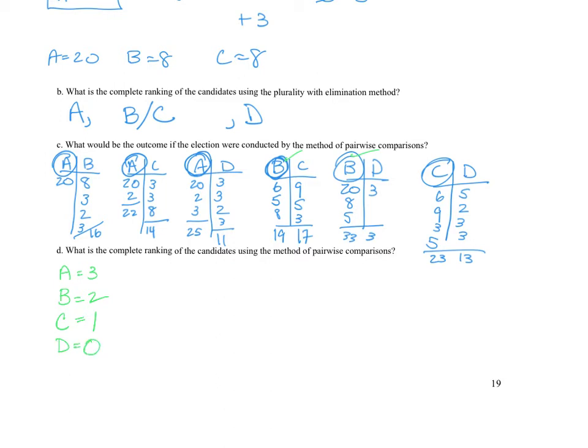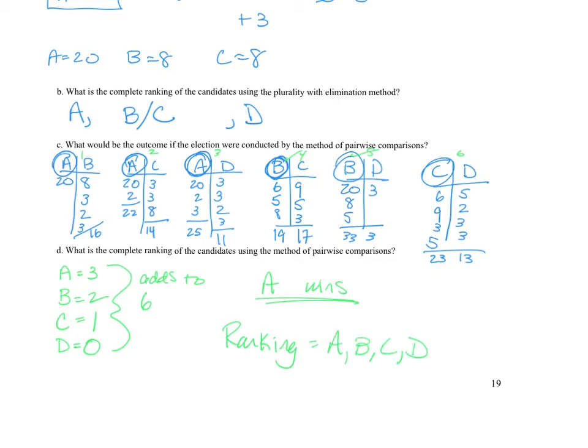Okay. Quick check. Add these all up. 3 plus 2 plus 1 plus 0 is 6. That's how many matchups we had, right? 1, 2, 3, 4, 5, 6 matchups. There were 6 matchups. There should be 6 points awarded. So I think we did it right. A is the winner. They won the most matchups. And the ranking is going to be A, B, C, D, just descending order of matchups won.